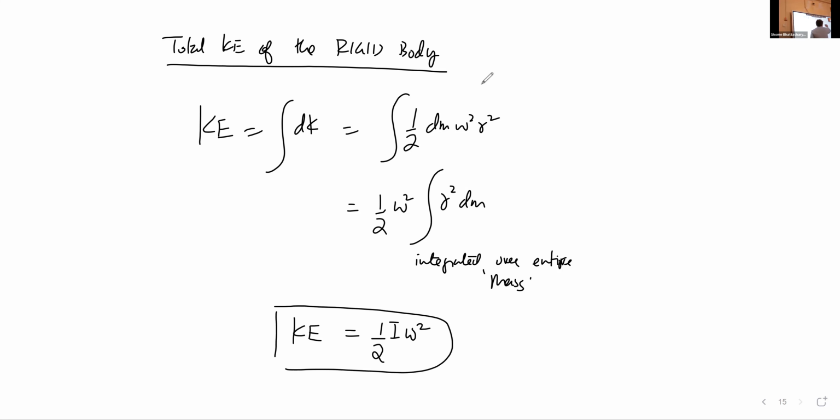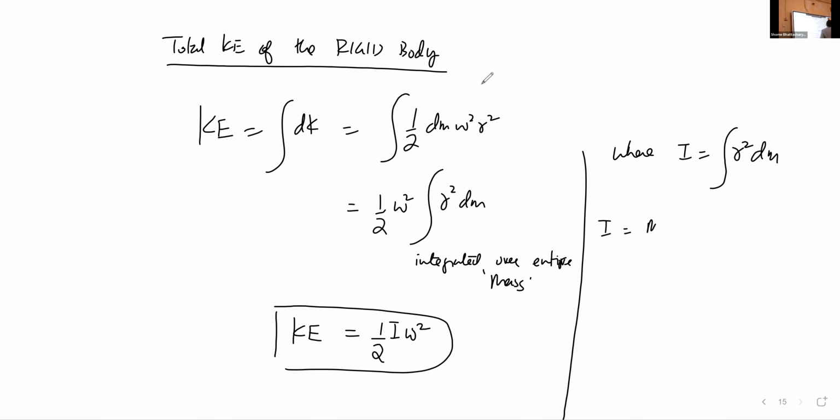It is a quantity which depends not only on the mass of the body, but also on the distribution of the mass. The quantity I is called moment of inertia. It has dimensions of ML square.